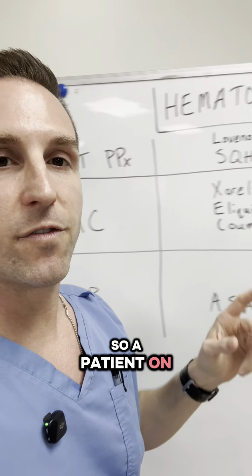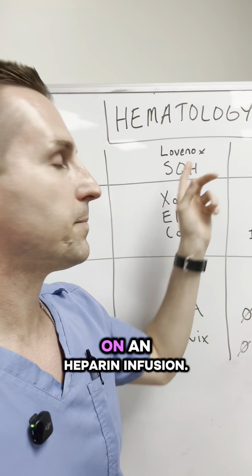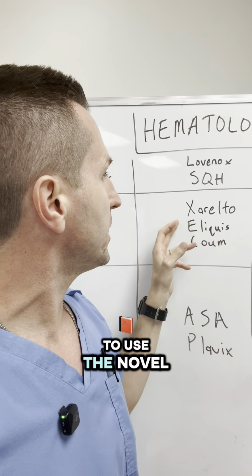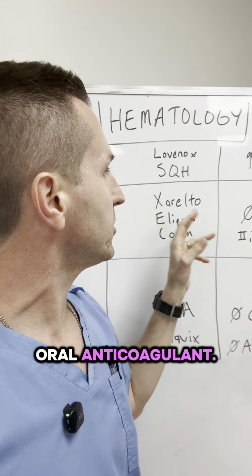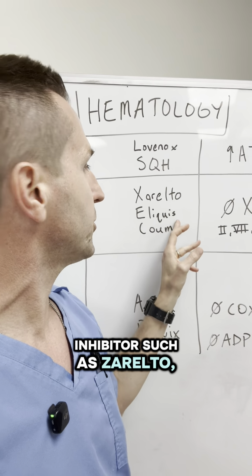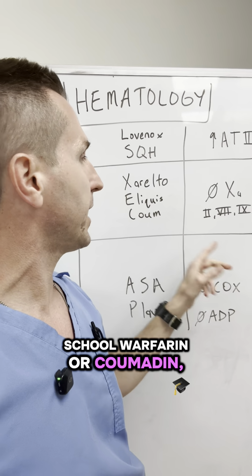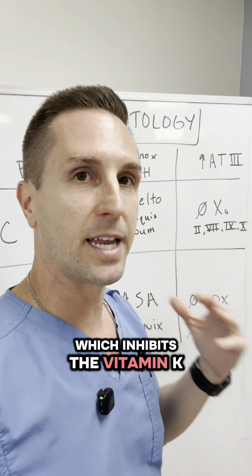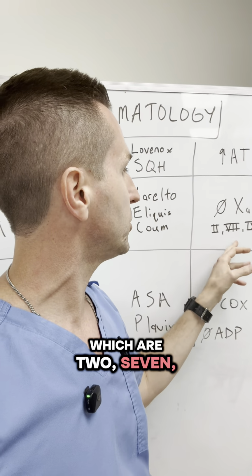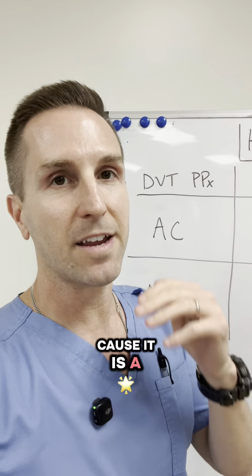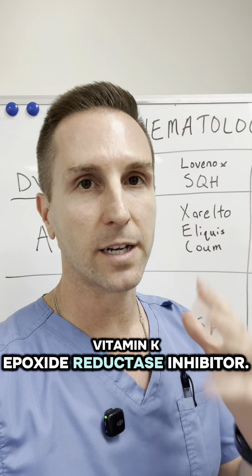So a patient on full anticoagulation could be on a heparin infusion, but nowadays we like to use the novel oral anticoagulants or the 10A inhibitors such as Xarelto, Eliquis, or a patient could be on old school warfarin or Coumadin, which inhibits the vitamin K dependent factors, which are 2, 7, 9, 10, never gonna clot again is how I say it, because it is a vitamin K epoxide reductase inhibitor.